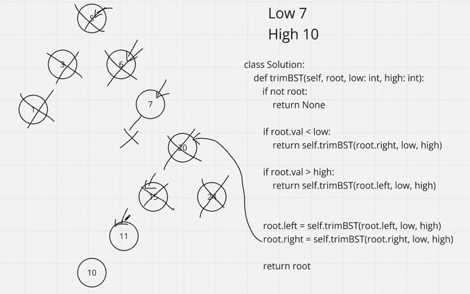The 11 is still more than high, so again the root will move to the next one, and we get number 10. Number 10 is not going to trigger any if statement, none of them will be triggered. It will return, and this side is none and this side is also none.